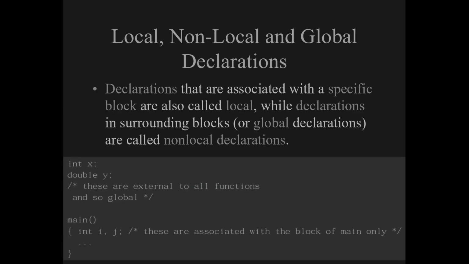Moving on, declarations that are associated with a specific block are also called local, while declarations in surrounding blocks or global declarations are called non-local to the function or the location memory in the program. So int x and double y here, they are global because they're outside of all of the functions and you can access them from anywhere you like. And then in main here, the declarations of i and j are local to main. And if you had another block, some stuff here, then i and j would be non-local to this block.